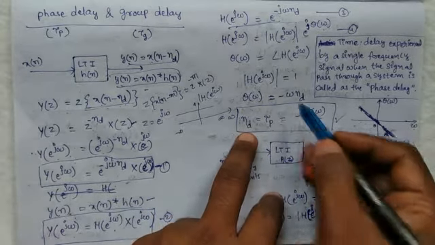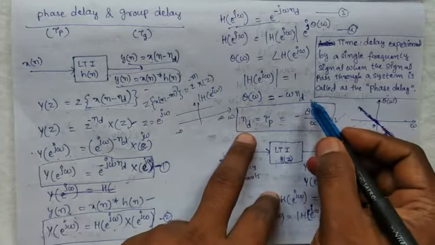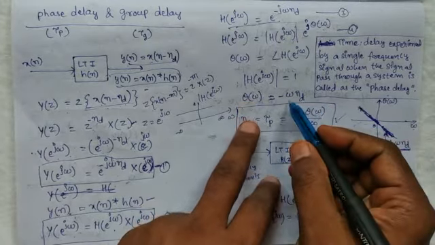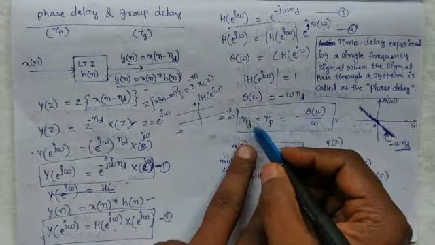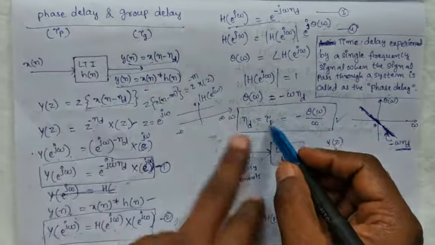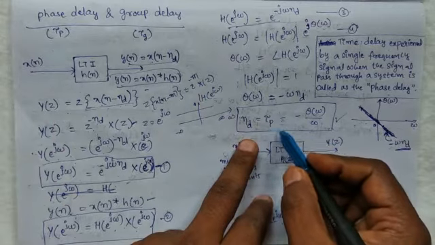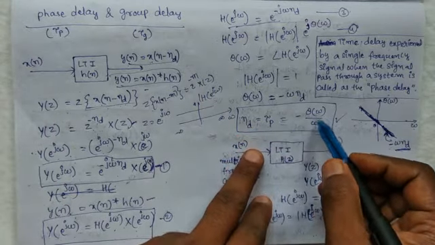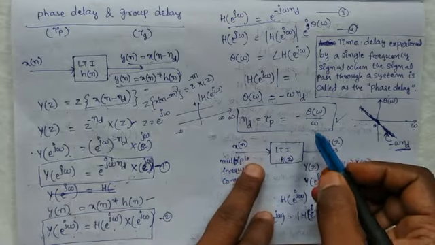Now we are calculating nd. nd is nothing but the phase delay, that is tau p. nd is equal to tau p, that is equal to minus theta of omega by omega.